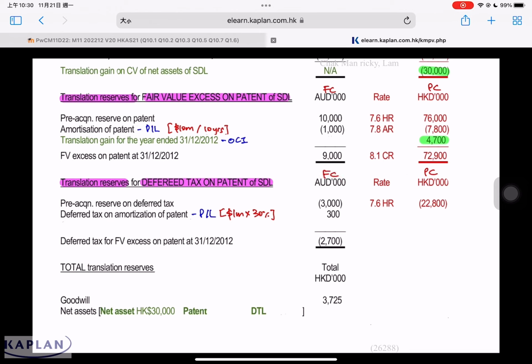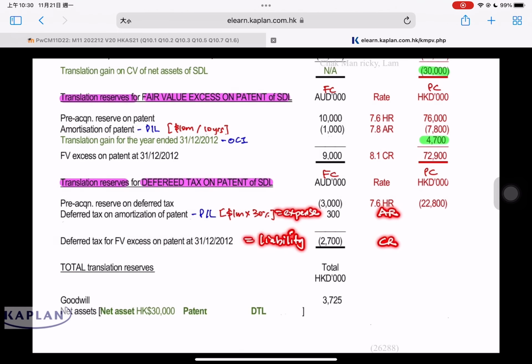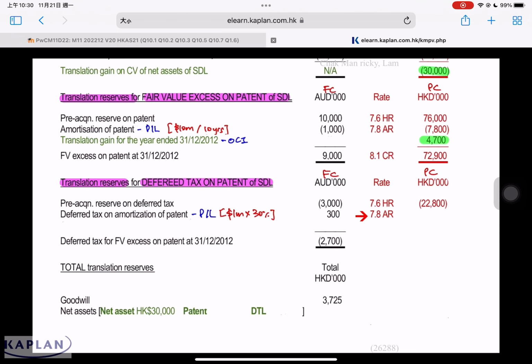This tax is a tax adjustment to the income expenses. This will be translated using the average rate. The deferred tax liability at the year end will be translated using the closing rate. Applying the exchange rate, the average rate for the year is equal to 7.8. The closing rate at the year end is equal to 8.1. 300 multiplied by 7.8 equals 2340. The closing deferred tax liability is 2,007 multiplied by 8.1. Deferred tax liability remaining at the year end is equal to 21,870.